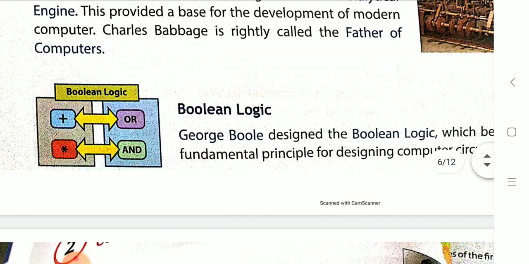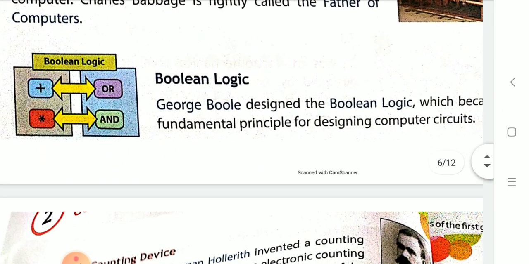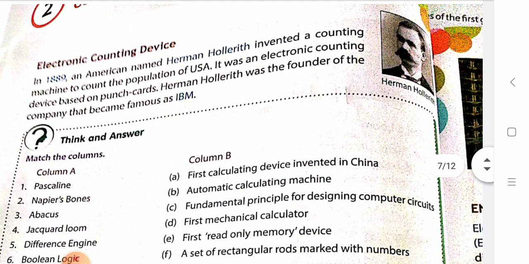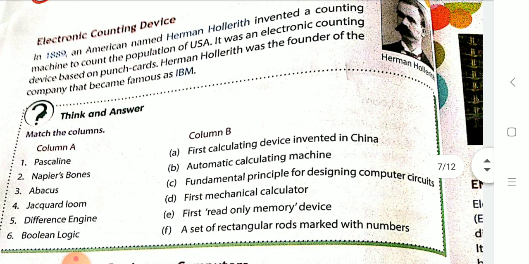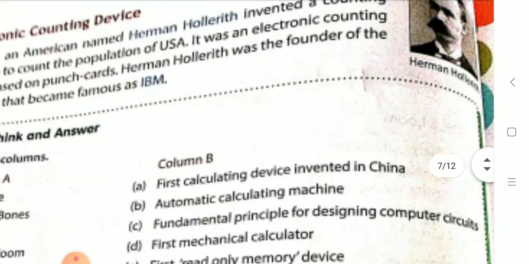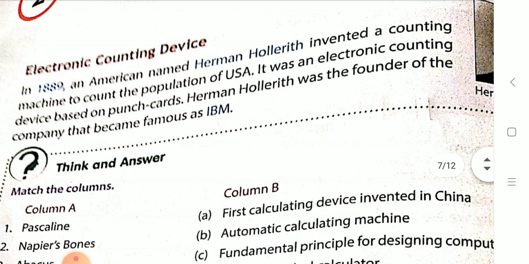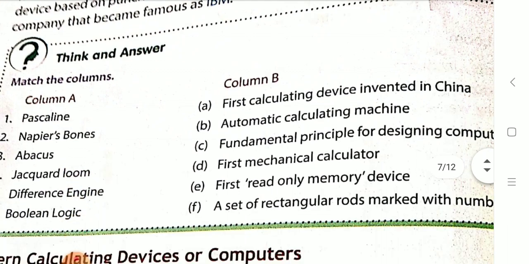Then next, Boolean logic. Look at this picture: plus is OR and star is AND. George Boole designed the Boolean logic, which became a fundamental principle for designing computer circuits. Now next, electronic counting device. In 1889, an American named Herman Hollerith invented a counting machine to count the population of the USA. It was an electronic counting device based on punch cards.